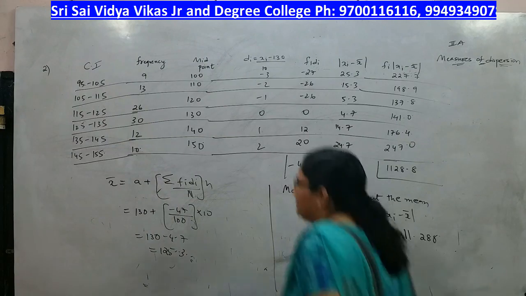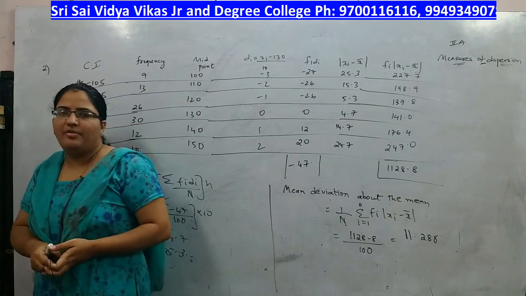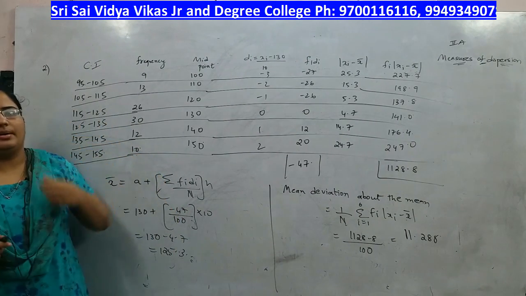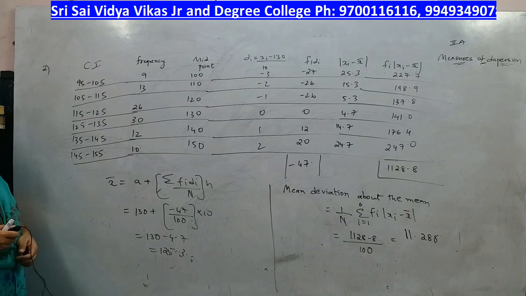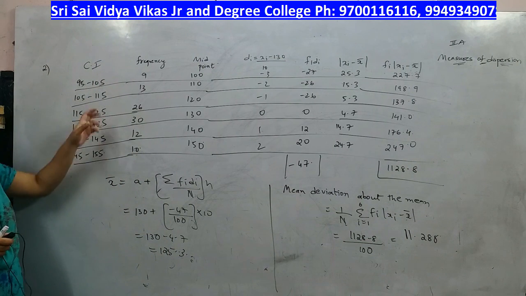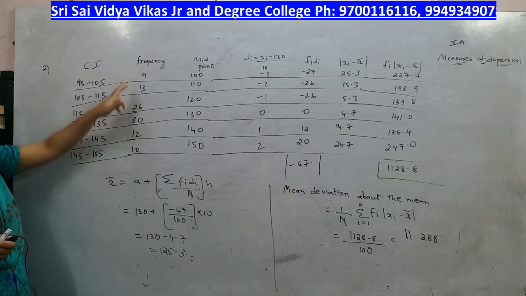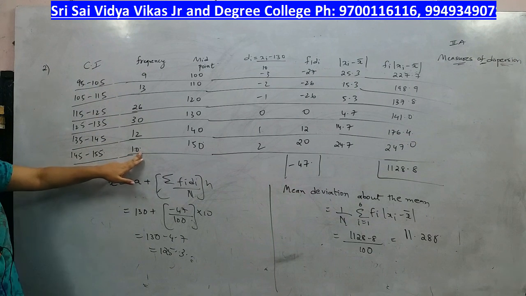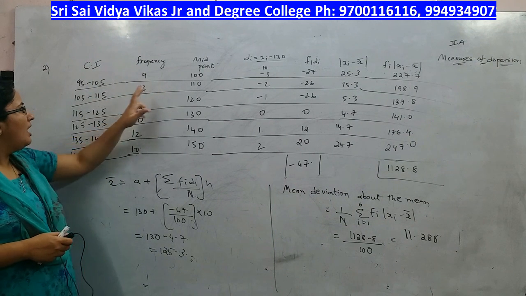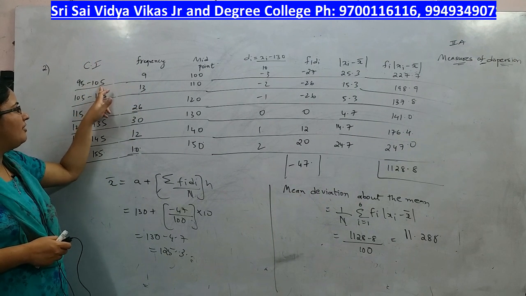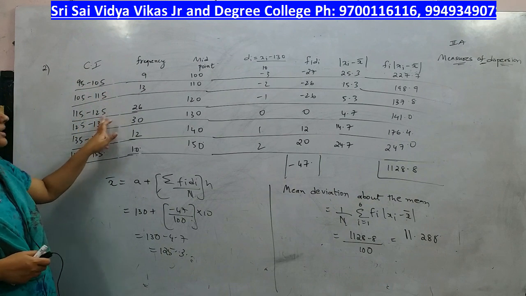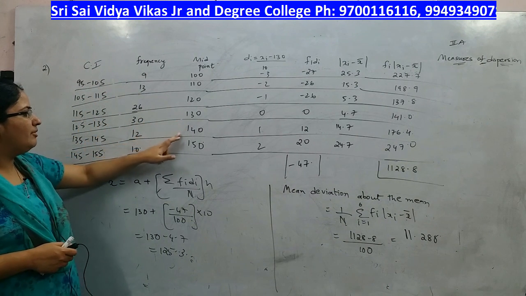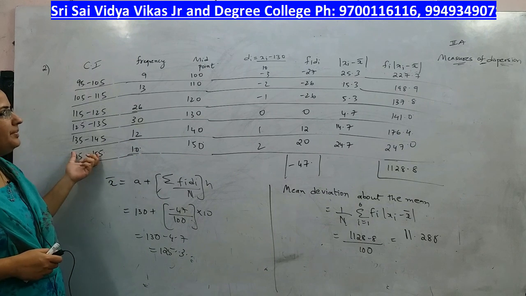In the next problem that we have here, you have to find mean deviation about mean. You will be given two columns, the CI column and the FI column. First of all, you have to find the midpoint. How to find the midpoint? 95 plus 105 by 2, 105 plus 115 by 2, 115 plus 125 by 2 will give you 100, 110, 120, 130, 140, 150 as the midpoints.